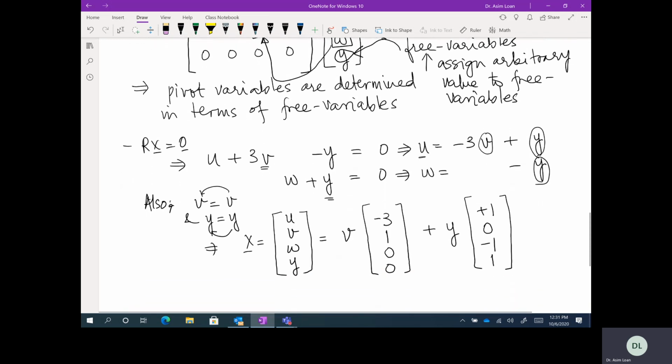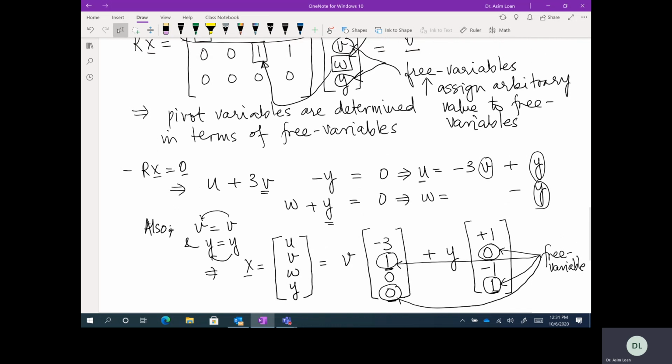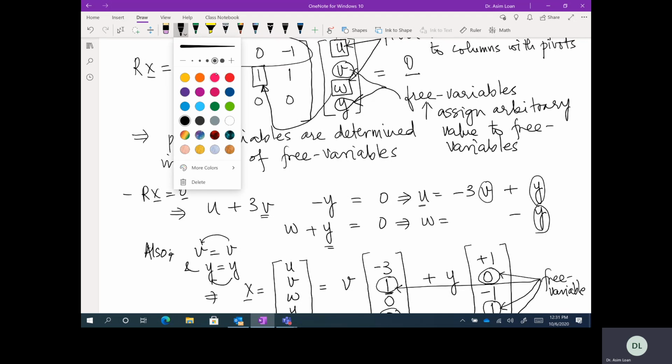Okay. So what we have done is, this is a free variable, this is a free variable, this is a free variable, and this is a free variable. So what we have done is, we have alternately assigned 1 and 0 to the free variables. And so if you look at the non-zero portion, maybe I have the black one, the red one here. Okay.